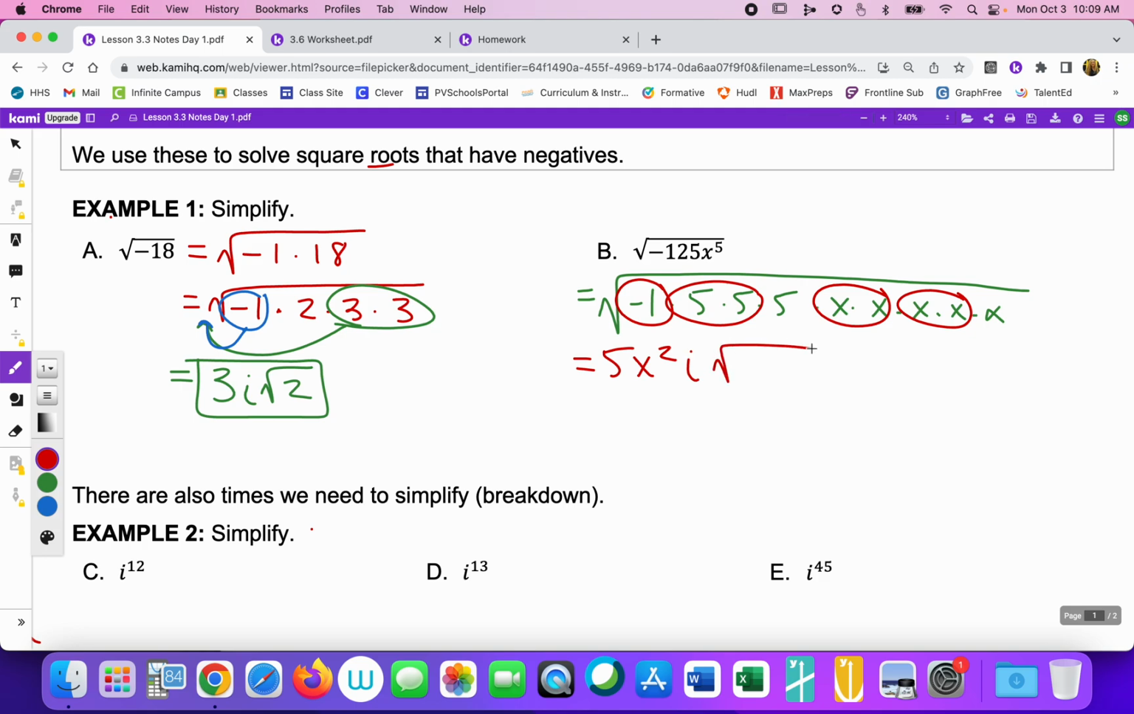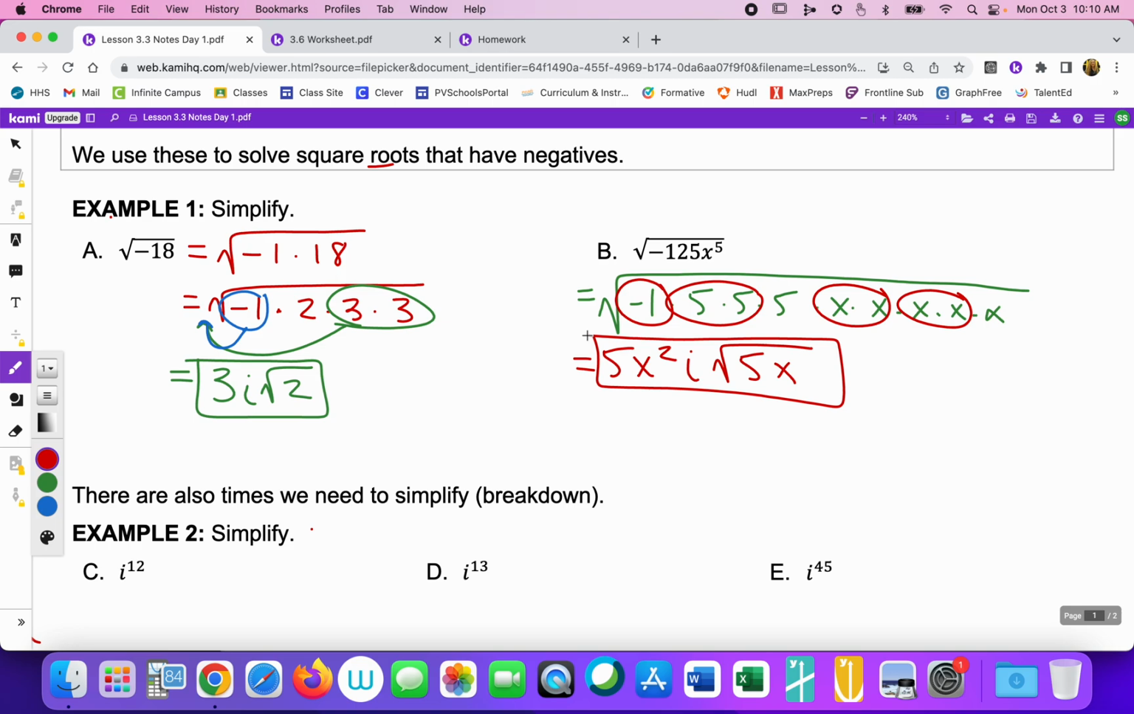What's underneath the radical sign still? A 5 and an x. The only thing that's changed there is you have the square root of a negative, which just means an I comes out with whatever you bring out. Sometimes an I is the only thing that comes out. Not too bad so far.